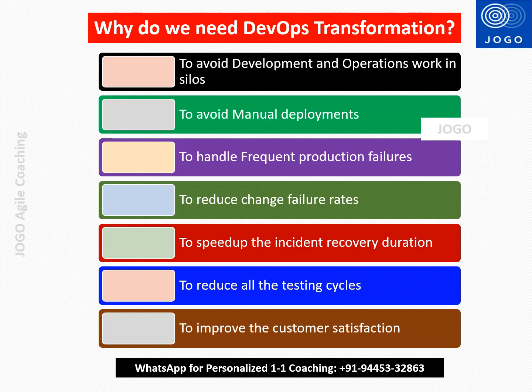Another need for the DevOps transformation is to improve customer satisfaction. Since we are addressing all the problems faced in the organization, at the end, customers will be happy because we will deliver quickly, we will reduce failure rates, we will do quick recovery, and we will automate the testing and deployments. So for these reasons, the organization should go for the DevOps transformation. Hope this is clear and helpful to you.